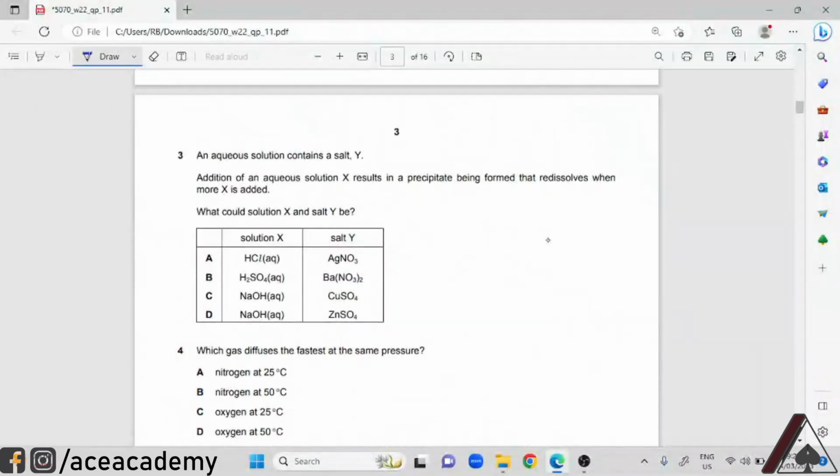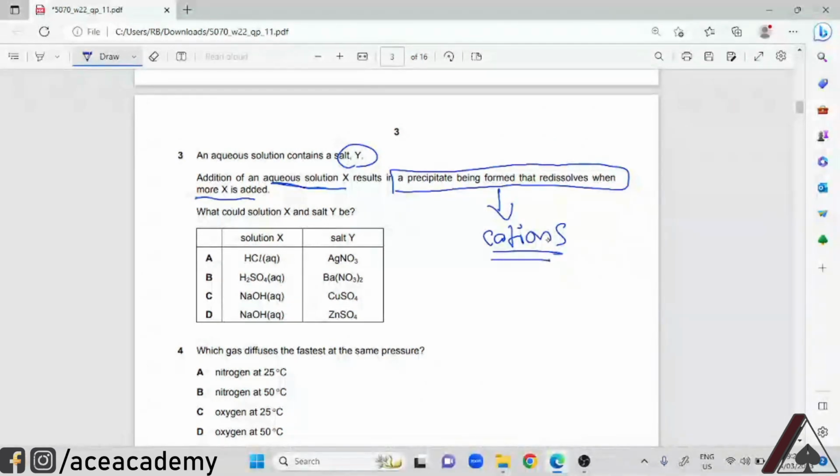Question number 3 says, an aqueous solution contains a salt Y. Addition of an aqueous solution X results in a precipitate being formed that redissolves when more X is added. Note that we only carry out this kind of a procedure when we are testing for cations, right? So we have to notice that we added an aqueous solution X, and we know that for testing out which cations are present in a solution, we always add aqueous solution, which is either sodium hydroxide solution or aqueous ammonia.